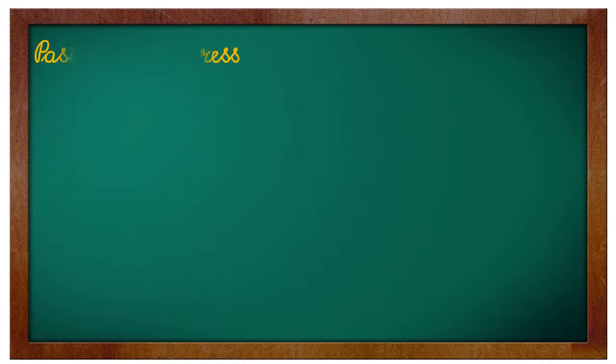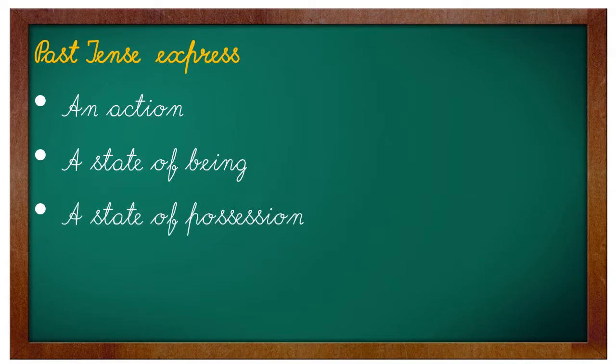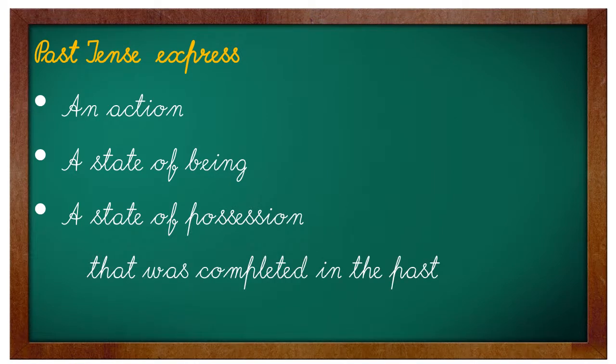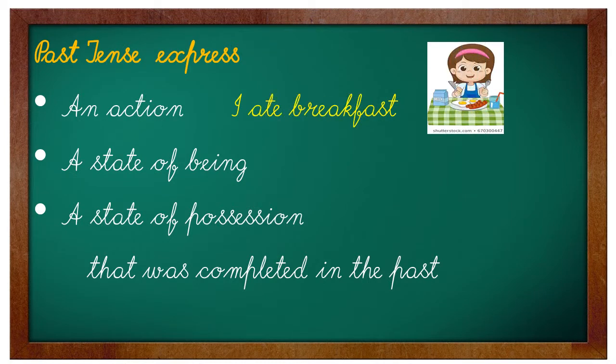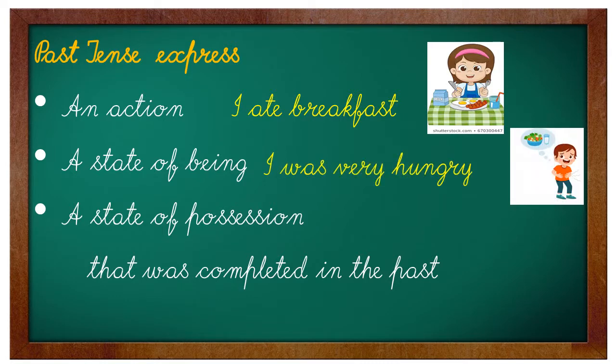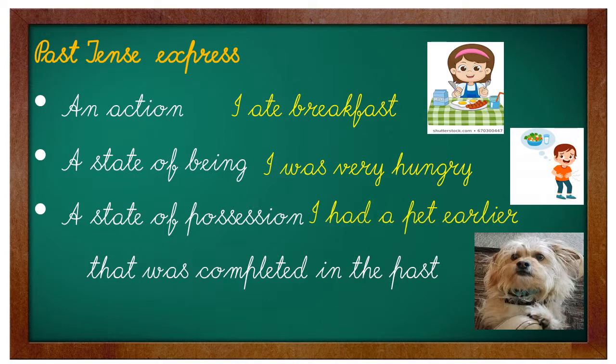The past tense expresses an action, a state of being, or a state of possession that was completed in the past. For example, I ate breakfast. Here, ate expresses an action. I was very hungry. Here, was expresses a state of being. I had a pet earlier. Here, had expresses a state of possession.